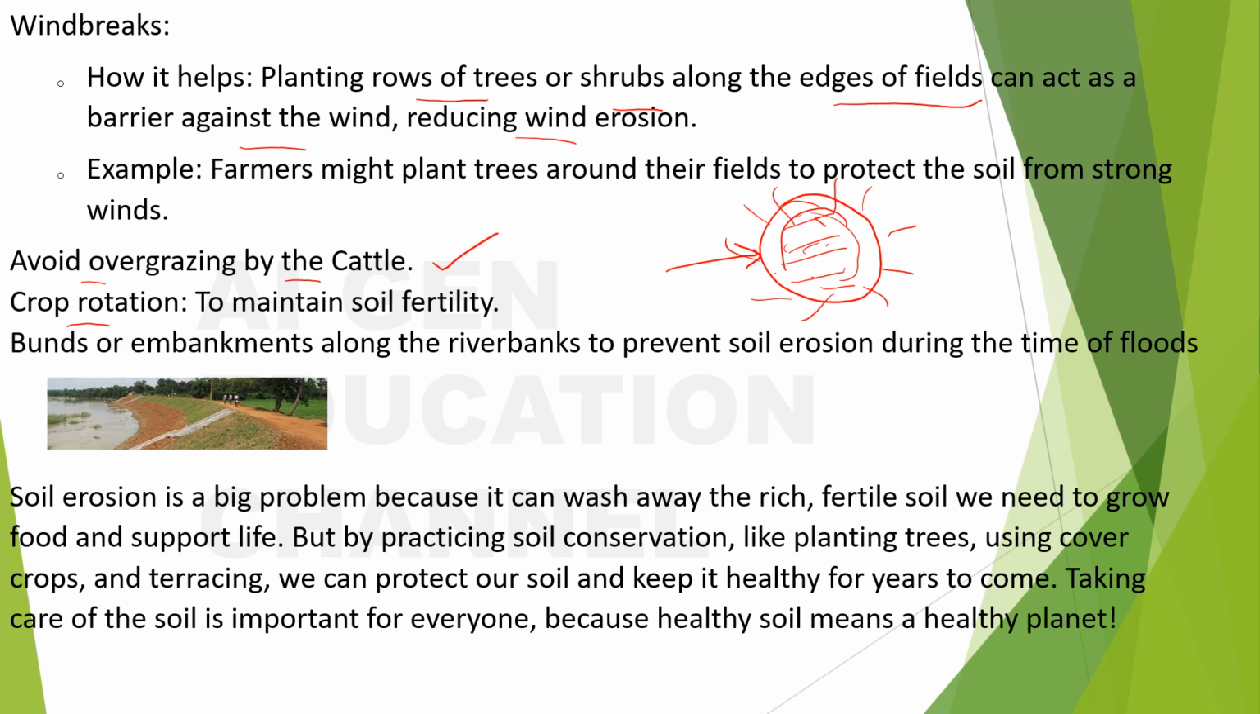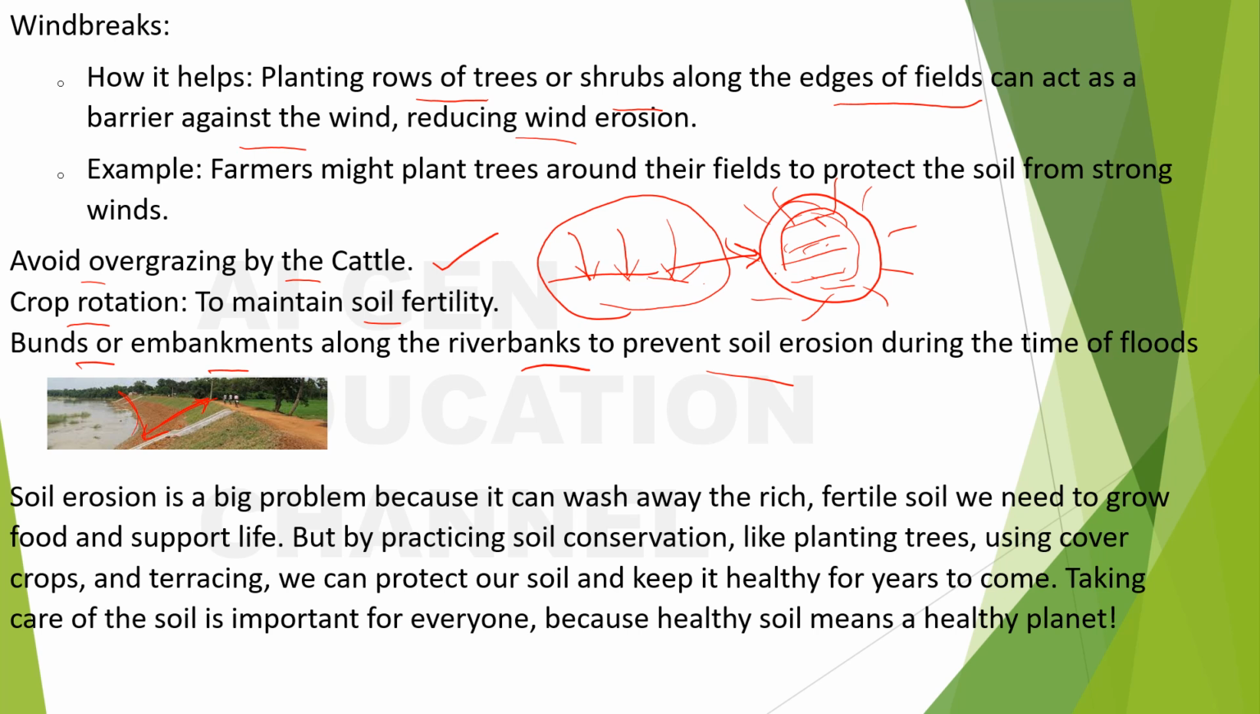Crop rotation to maintain soil fertility. It is a good practice that you put one type of crop at a time, and the next time you put another type of crop, so that the fertility can be better managed. Next is bunds or embankments along the river banks to prevent soil erosion during the time of floods. These bunds or embankments are the higher areas. There will be a river here, and this higher area is called a bund or embankment.